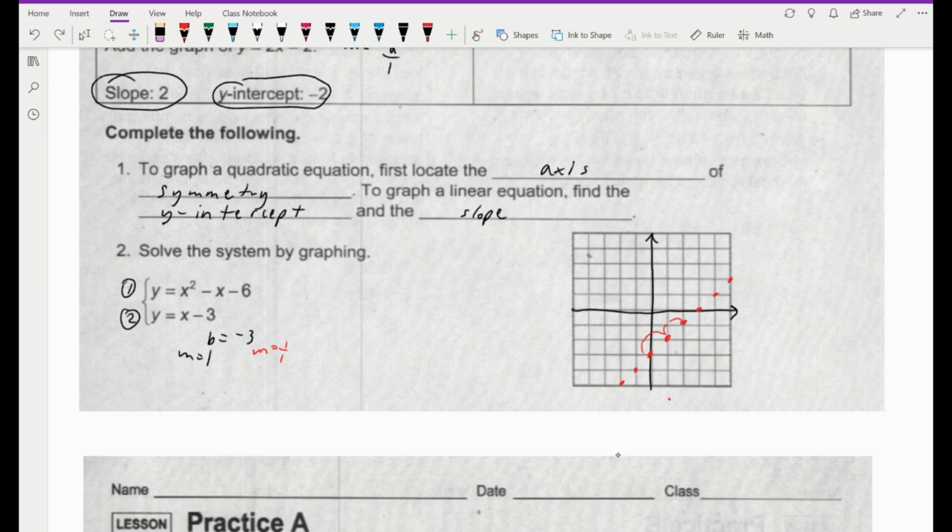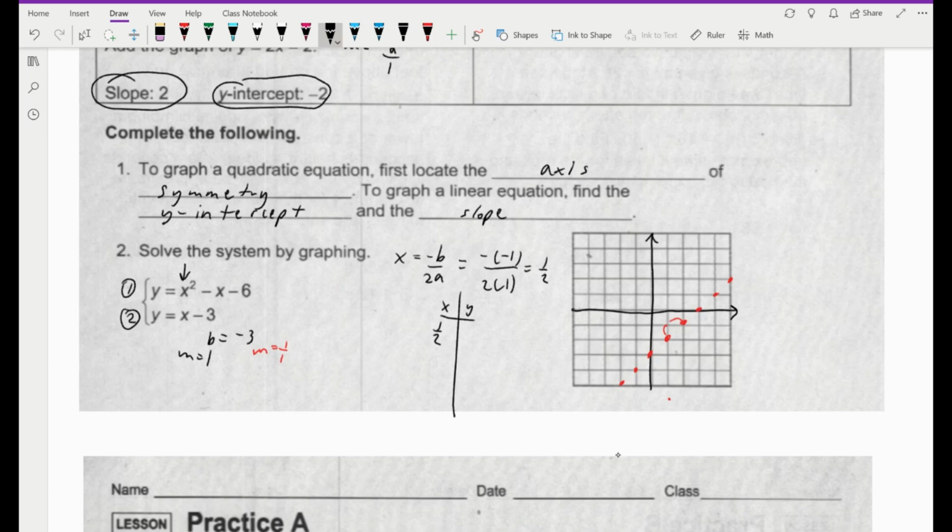I don't know if I can delete that other stuff without deleting the graphs, so we'll just leave it. Now we're going to graph the quadratic. We first find the axis of symmetry. Negative b, so it's a negative negative 1 over 2 times a, and a is 1. So it's a positive 1/2. Now we're going to plug 1/2 in for x and find the y value.